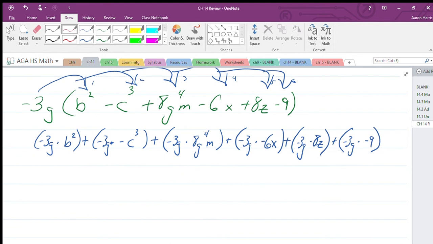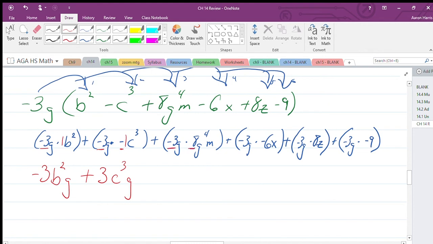Constant times constant, and then variable times variable. So here's a negative 3, here's a 1. So I get negative 3. G times b, I'm going to put the b first. B squared g. Alphabetical order, right? A negative and a negative. Negative 3, and this is negative 1. Gives me a positive 3. G and c cubed, so c cubed g. Negative and a positive. Negative 3, positive 8 gives me a negative 24. G and G. So here's 1. 1 plus 4 is what? 5. So g to the fifth m. Negative and the negative gives me a positive.